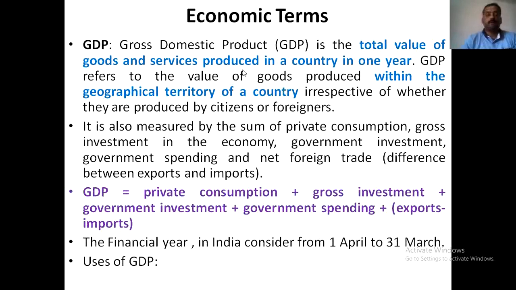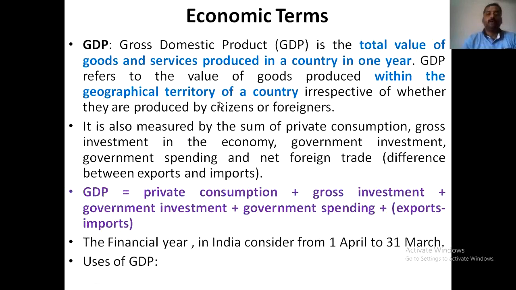Okay. Now take the example. India has a population of 130 crore, or we can say 1.3 billion. 130 crore people are residing in India. Out of 130 crore, say 5 to 6 crore people are living outside of the country.